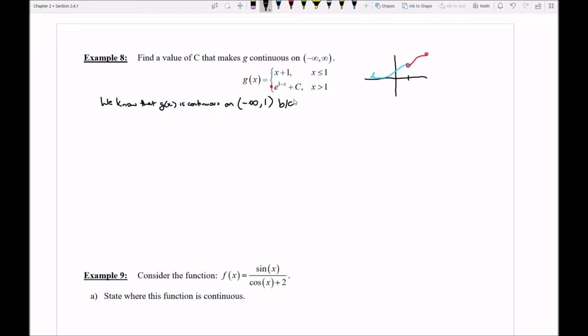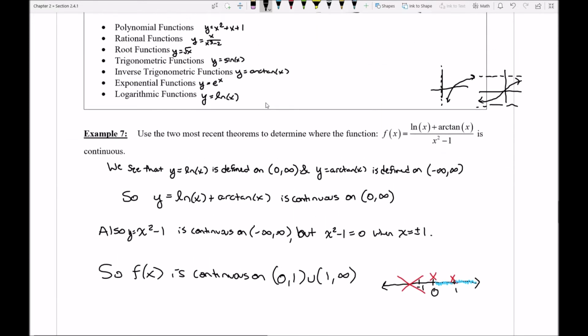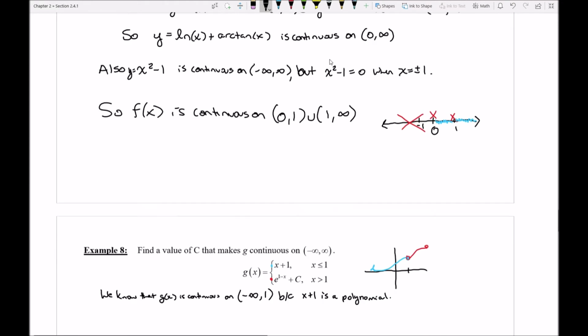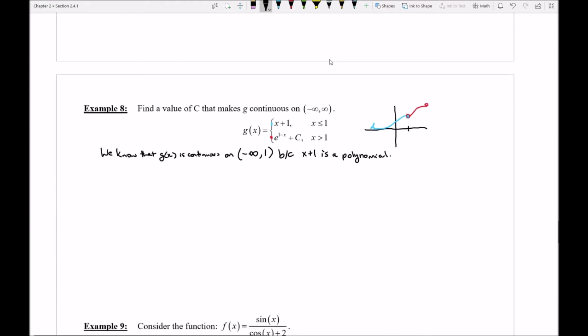And the reason I know that is because x plus 1 is a polynomial, and that polynomial is defined on negative infinity to 1, and so it's continuous. Remember, that's what one of the previous theorems mentioned up here: polynomial functions are continuous at every number they are defined at. So this is great. My polynomial there is continuous. So I know from negative infinity to 1, this blue portion is good.